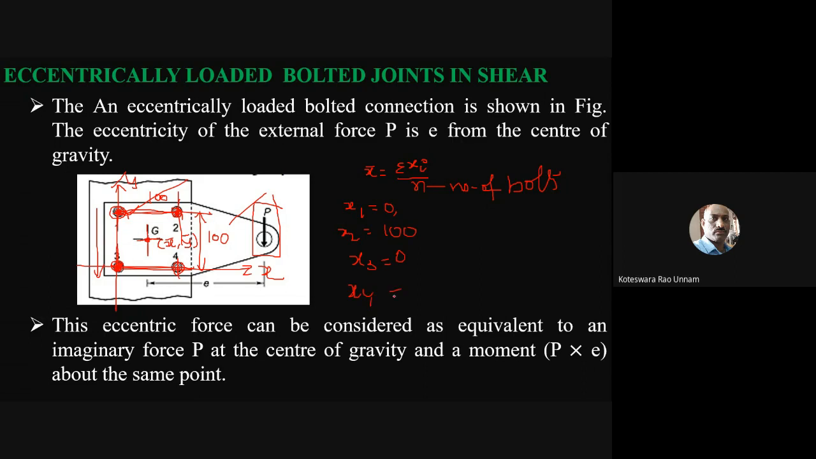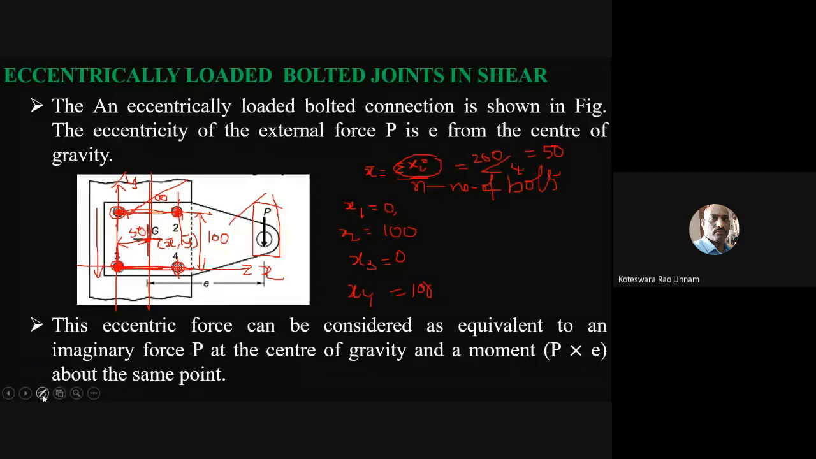Therefore, you need to sum up all these four values. x bar is sigma xi, that is x1 plus x2 plus x3 plus x4, divided by n. The number of bolts is 4. If you do that, 0 plus 100 plus 0 plus 100 is 200 in total, divided by 4. Therefore it is going to be 50 mm. That means from this reference point in this direction it is 50. If I draw this vertical line, this distance is going to be 50 mm.